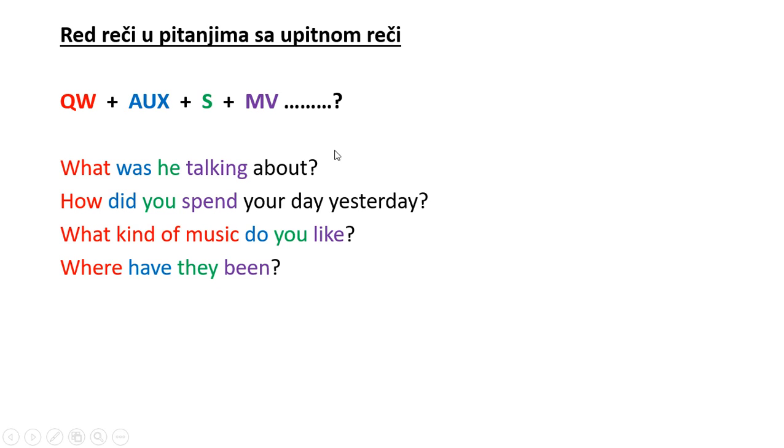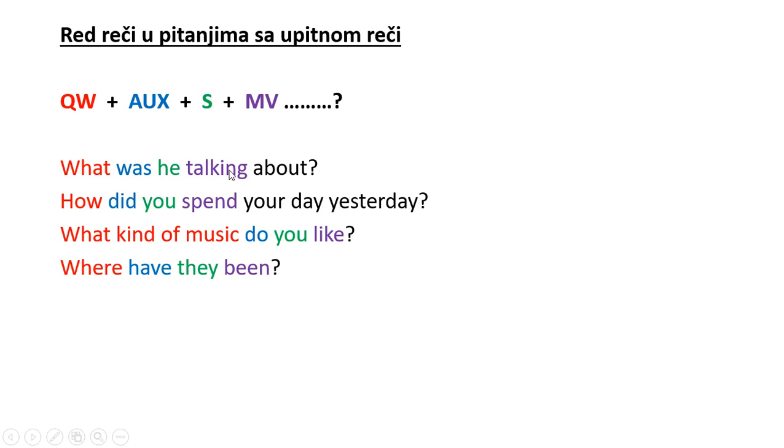Now let's see the questions with question words. If you leave out this question word, you can see that the word order is the same: auxiliary verb, subject, main verb. So the question word comes in front of that interrogative form. And when you cover the auxiliary and the question word, if you don't have this order of words, then your question is not okay. Look, what was he talking about? Question word, auxiliary, subject, main verb.